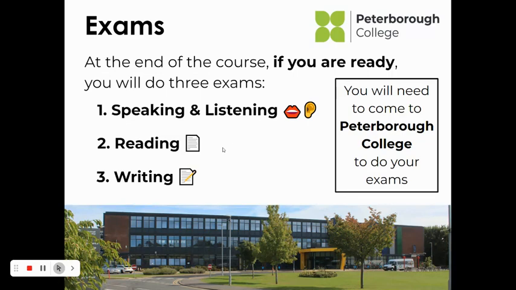And then in the very final week, week 9, you'll do your reading and writing exams, and they'll take place in one session. So you'll do your reading exam first, followed by your writing exam. So you'll need to make sure that you have those dates in order to come in to the college.